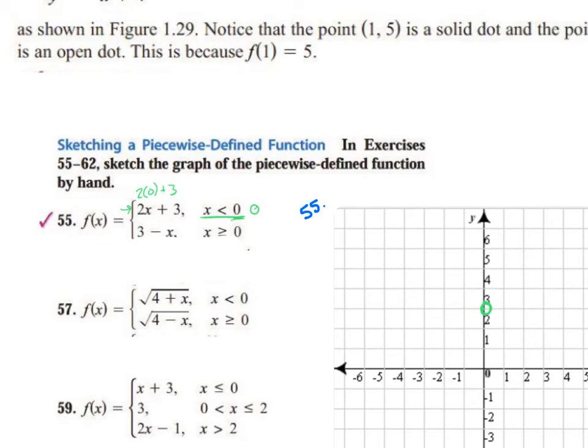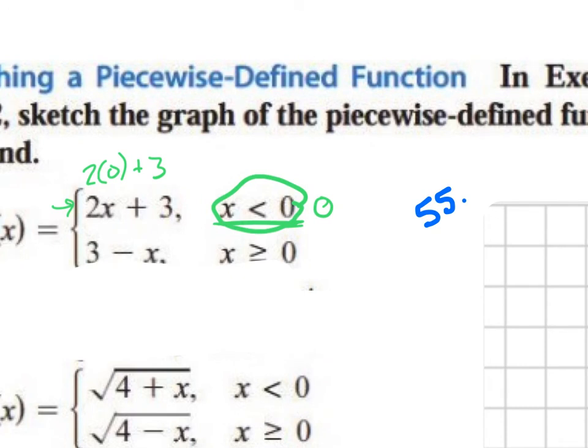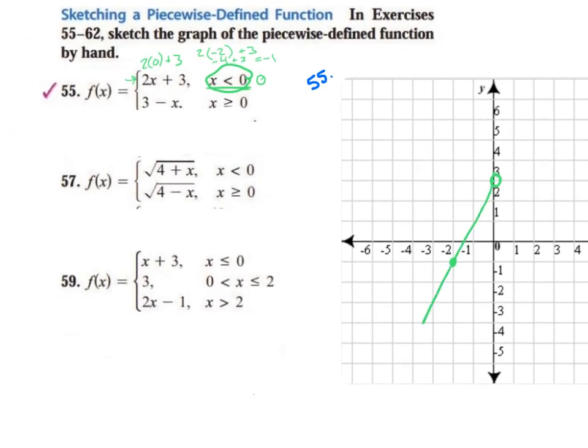Now we're going to plug in any value that satisfies this x is less than 0. So we can pick any number that's less than 0 and put it into our equation. We can pick -1, -2, -3, any number that's less than 0. So let's just do -2. So we have 2 times -2 plus 3. So this would be -4 plus 3, which is -1. So when x is -2, y is -1. So 1 point of our graph is going to be there. And then we know this is a linear graph, so we can just connect these 2 dots with a line. So that takes care of our first part of our graph.